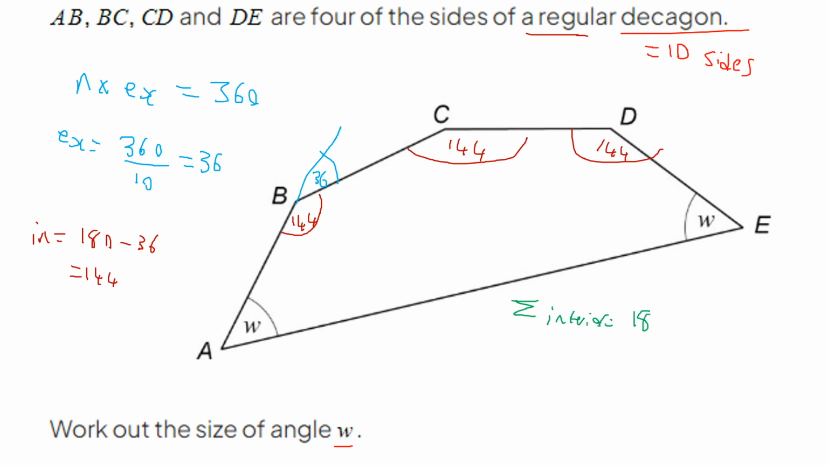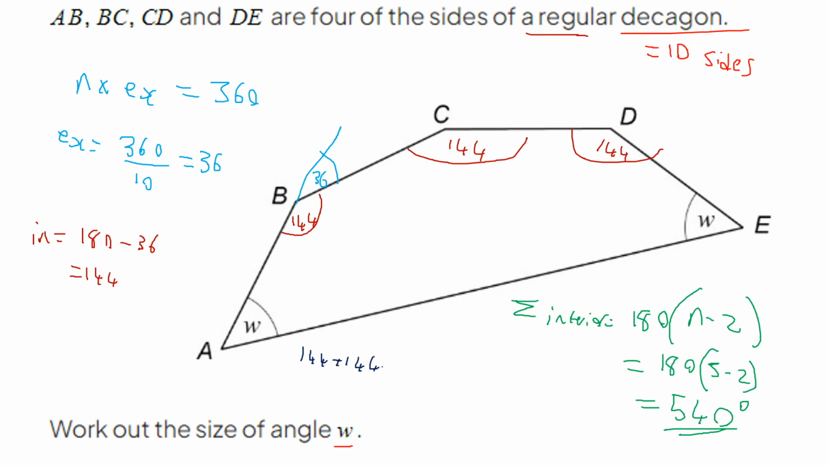Okay, sure. So therefore, the sigma interior is going to be 180 times n minus 2. We know that it has 5 sides, so it's 180 times 5 minus 2. 180 times 3 is 540. And so we can now work out this w as an equation. So 144 plus 144 plus 144 plus w is equal to 540 degrees.